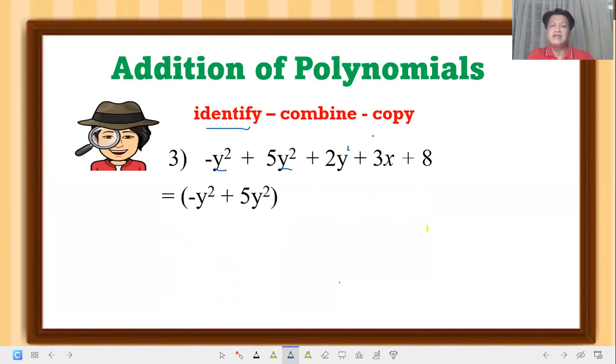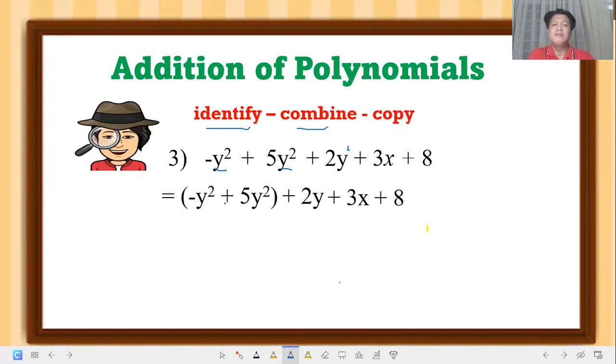Ano po ang gagawin natin doon sa walang like terms? Okay, remember, just simply copy lang natin. Hindi sila pwedeng alisin dyan kasi nga kasama po sila sa expression. Okay, and then we have this. I-add na natin, di ba, combine. What is negative 1? Remember, the numerical coefficient of this is 1.